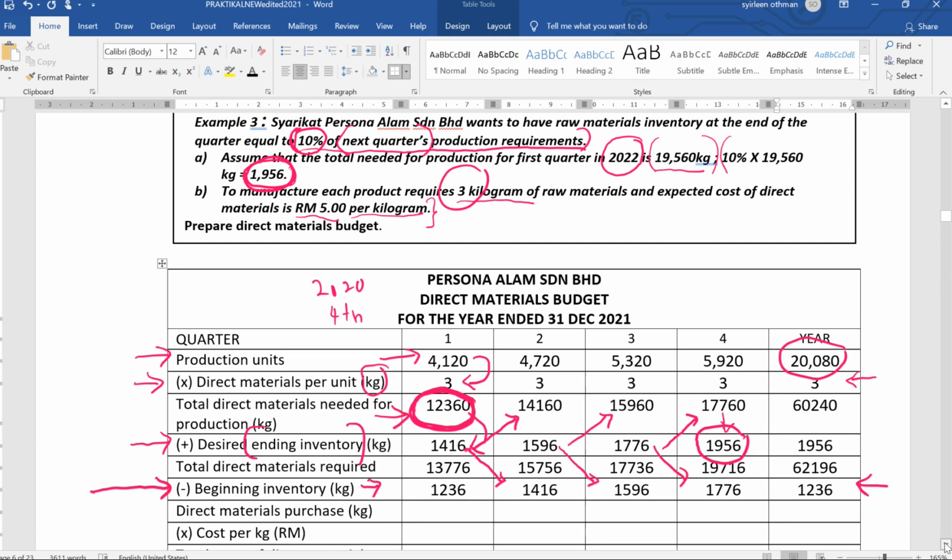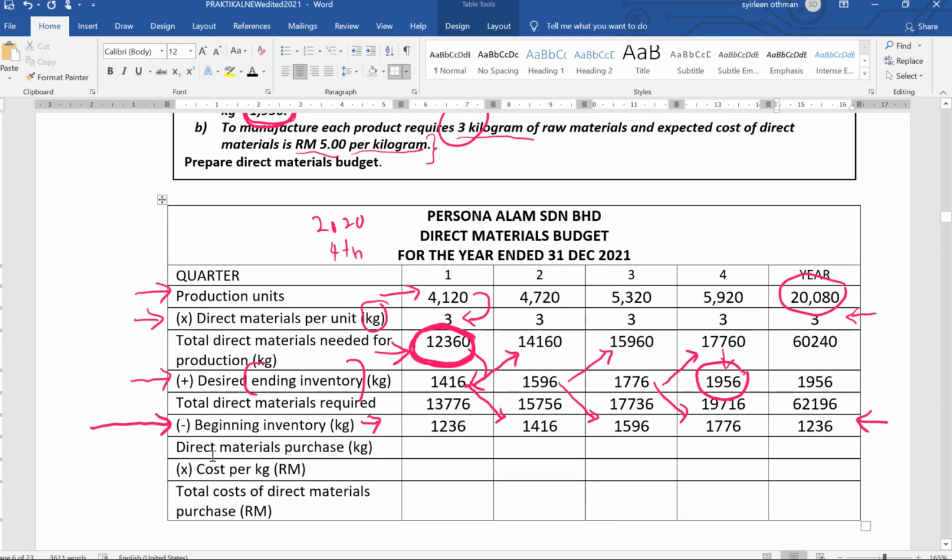1236. Okay, so kita nak dapatkan direct material purchase. So how much do you need to purchase? So kita akan tolak dengan beginning inventory lah. Kenapa kita tolak? Sebab beginning inventory ialah stok yang dah memang ada dekat tangan. So you tak perlu beli 1236 tu, you just beli balance yang diperlukan sahaja. Alright, so kita minus. Okay, and then you'll get your direct material purchase.